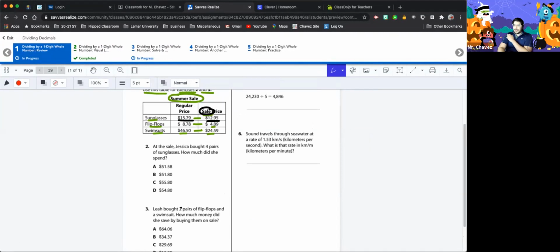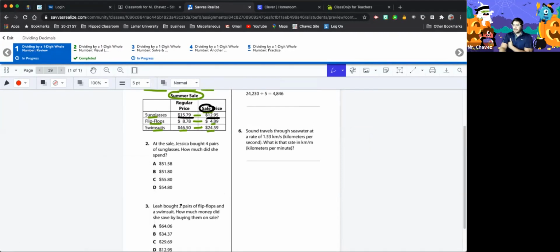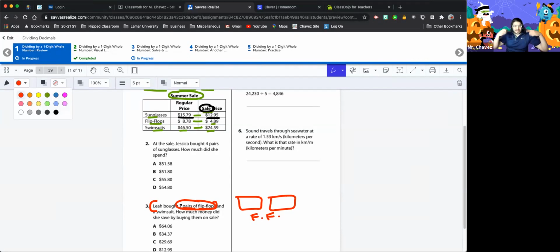All right, so for number 3, Leah bought 2 pairs of flip-flops. So let me go ahead and draw that first. So 2 pairs of flip-flops. So here's 1 pair and here's 2 pairs. So I'm just going to put 2 S's for flip-flops. There you go, that's what she bought. You see how I'm drawing pictures to kind of help me out? Because we need to visualize as we read. That's how these story problems don't trick us.